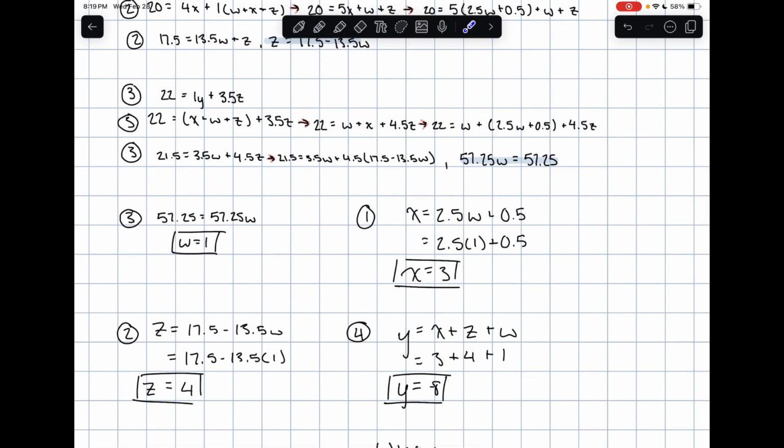Now z equals 17.5 minus 13.5w. Once again, we can back substitute in this w and get z is equal to 4. Now, equation 4. From the junction rule, we can finally solve for y now that we know x, w, and z. We can plug in the three now known quantities and we get y is equal to -8.